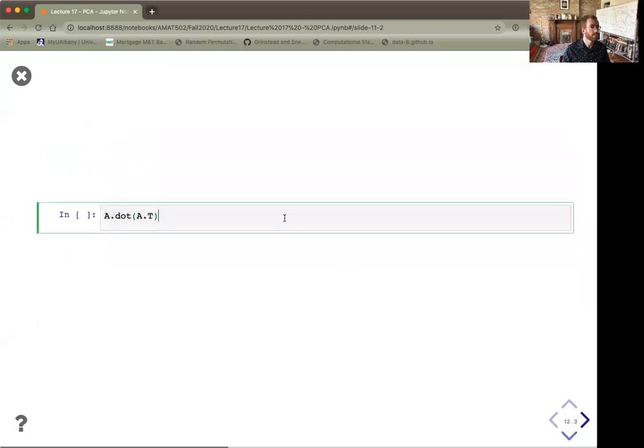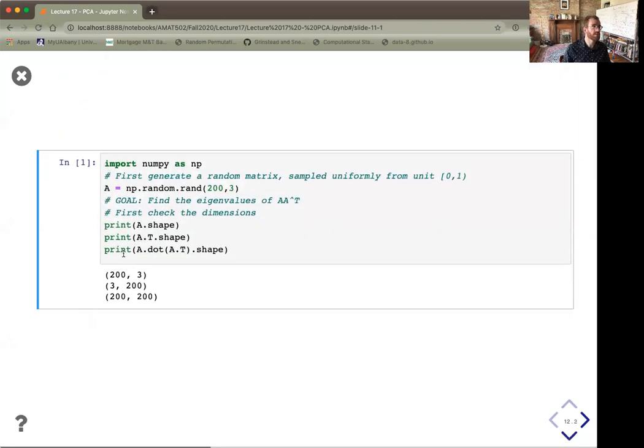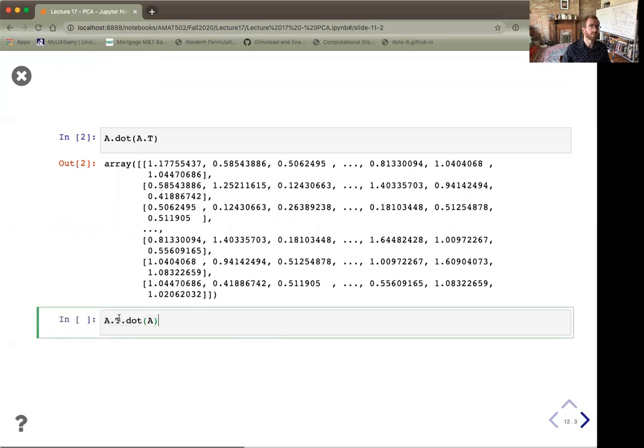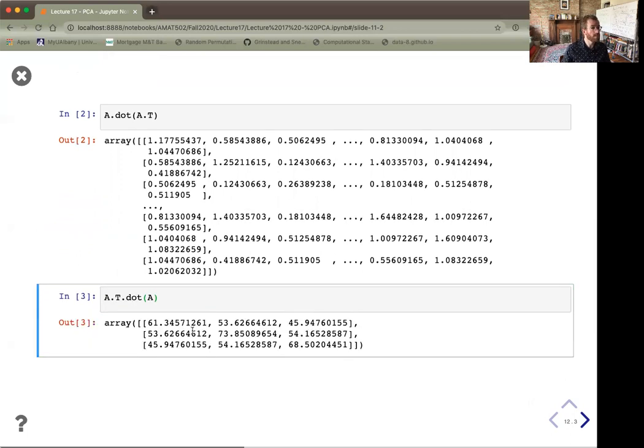All right, so just to confirm everything we just looked at, let's imagine we do A times A transpose. So remember, our prediction here is that A times A transpose should be a 200 by 200 matrix. So let's check. Okay, so we've got a lot of entries. And again, all these things are randomly populated. Now what happens if we do the reverse? We do A transpose times A. Then this is a 3 by 3 matrix, exactly what we predicted.